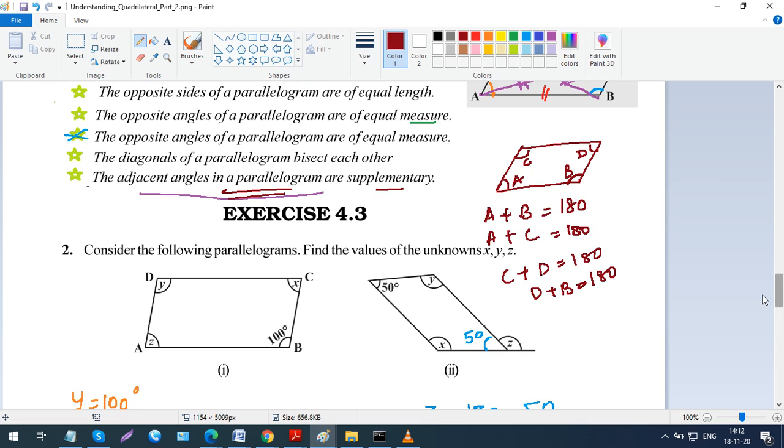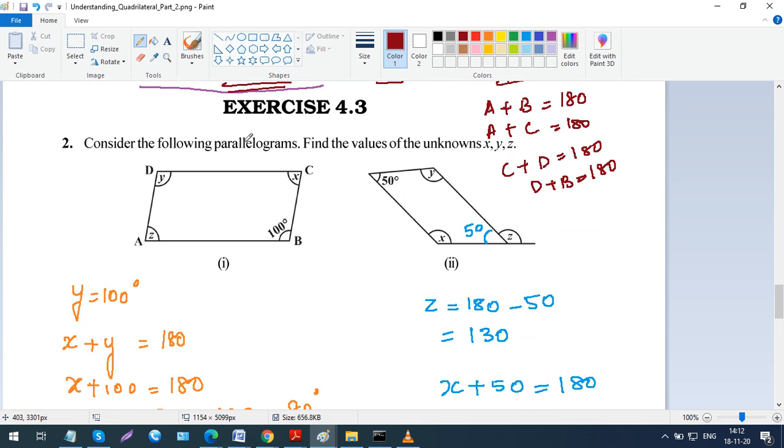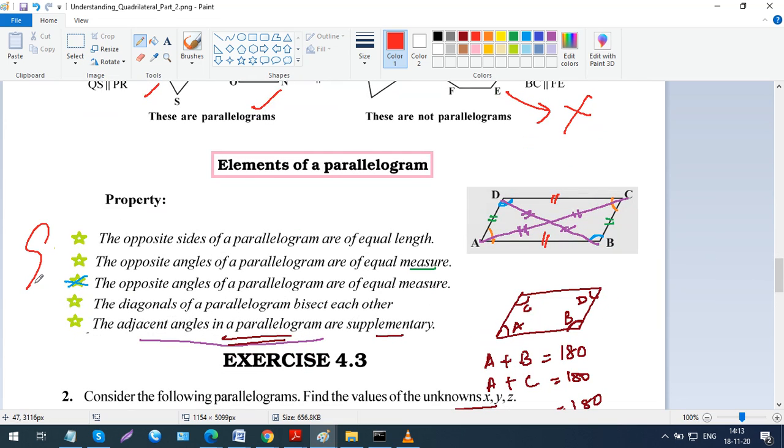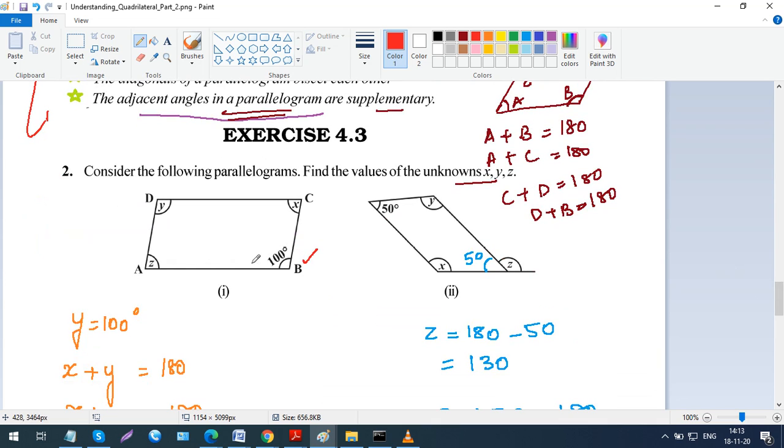Now the exercise 4.3: consider the following parallelogram, find the values of unknown x, y, z. So they are asking you to find the unknown values. Here you see only one angle is given, B is given as 100. As I told you, we have to use all these properties. Look at the second property: opposite angles of a parallelogram are of equal measure. So this is 100, so the opposite angle will be 100, right?